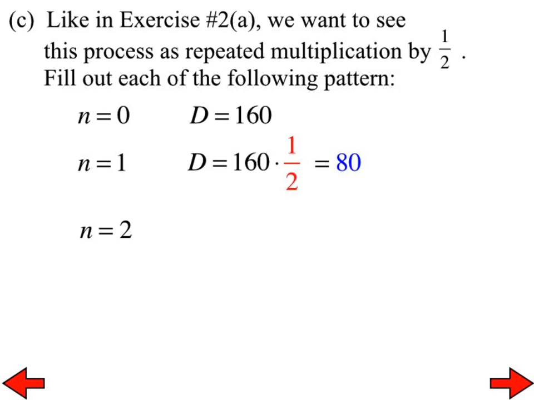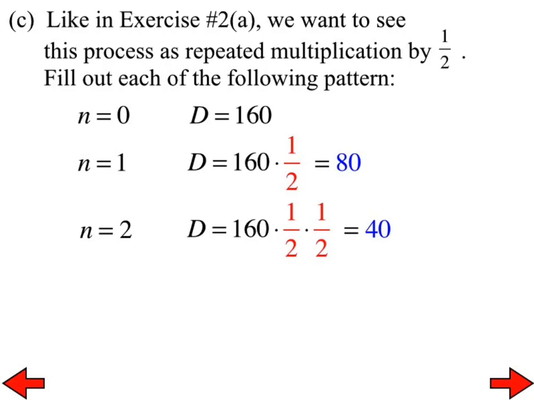Second trip, we take basically what we had in the first trip, which is this right here, and then we're going to multiply that by 1/2. And that's how we get the 40 feet. And I want you to continue on through the next 2 trips. And then I want you to, for part D, try and come up with a formula. And based upon what we did in the first problem, the formula should be easy.